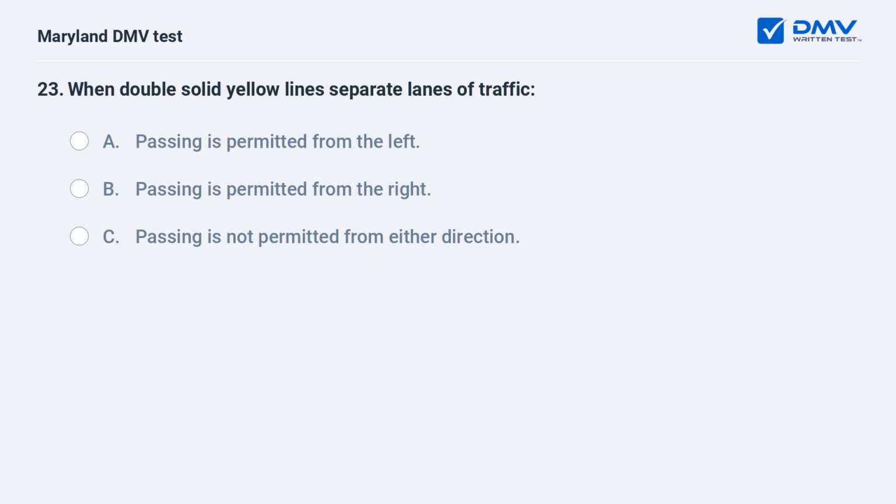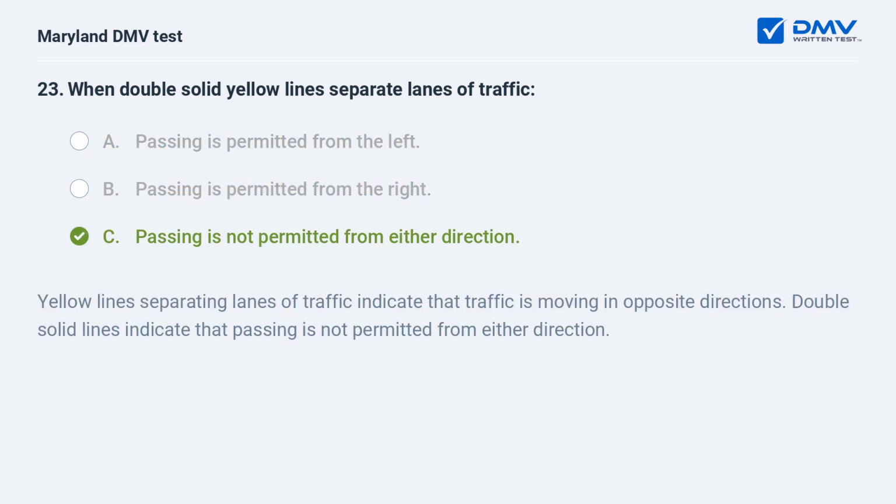When double solid yellow lines separate lanes of traffic: A. Passing is permitted from the left. B. Passing is permitted from the right. C. Passing is not permitted from either direction. C. Passing is not permitted from either direction. Yellow lines separating lanes of traffic indicate that traffic is moving in opposite directions. Double solid lines indicate that passing is not permitted from either direction.